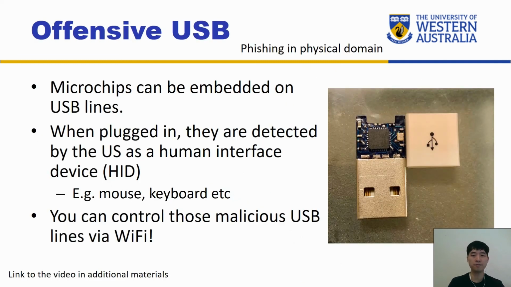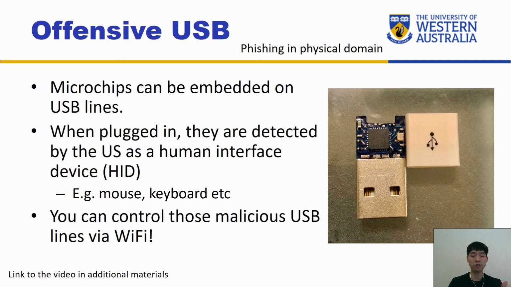Here's another social engineering attack that involves the physical domain. So this is an offensive USB. You can actually buy this. I'm not going to tell you where, you look it up. There are microchips that can be embedded in USB cables, as shown here. So basically, when they're plugged in, they're detected by the OS as a human interface device.